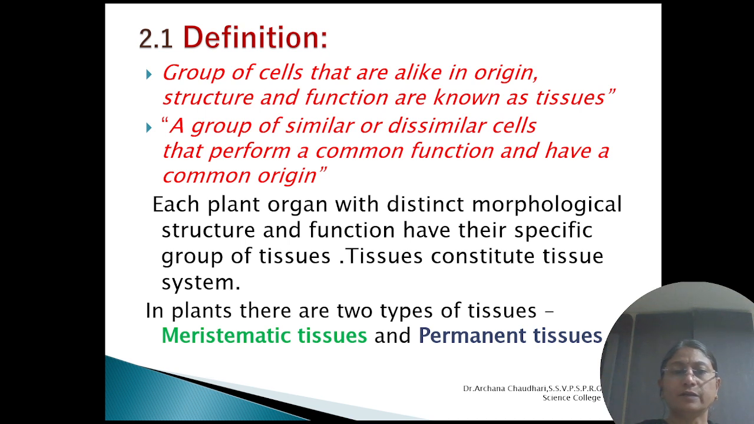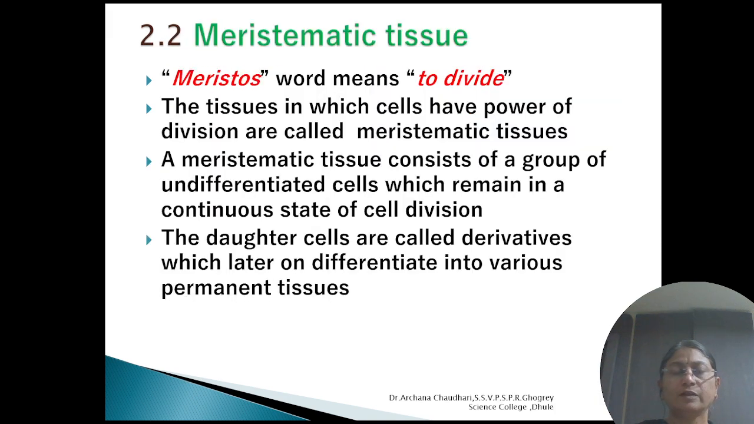In plants, there are two types of tissues, meristematic tissues and permanent tissues. Let us see one by one in detail. Meristematic tissue. The word meristos means to divide. The tissues in which cells have the power of division are called meristematic tissues.